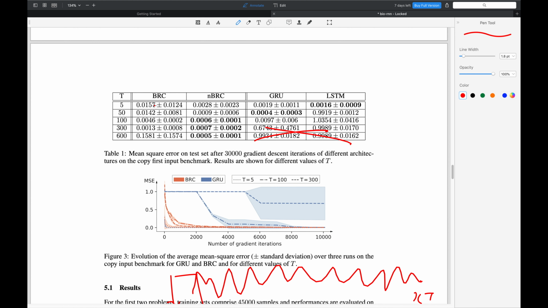But in BRC, and especially NBRC, you can see that the mean squared error losses are very small even at a very large time step. So you can see that this empirically shows how BRCs or NBRCs have a better form of memory by having memories in individual cells compared to GRUs or LSTMs.